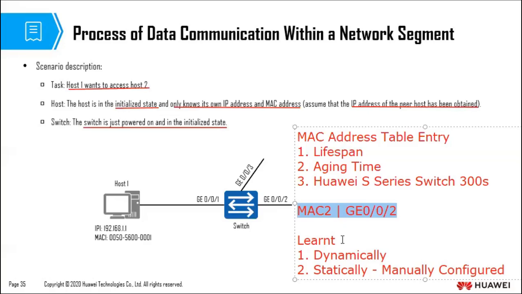So we're talking about the switch here, not the end device. We know the end devices also have a table called the ARP cache table, right? As we saw in the lab the other day, the ARP cache table also has an aging time. I'm not sure how long that aging time is, but for the switch MAC address table entry, it is 300 seconds for Huawei S series switches.